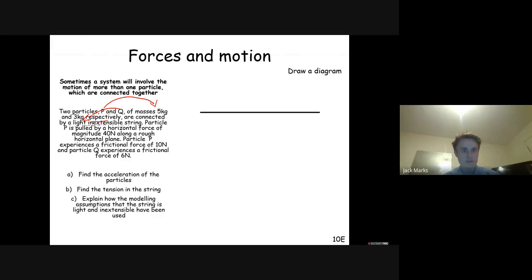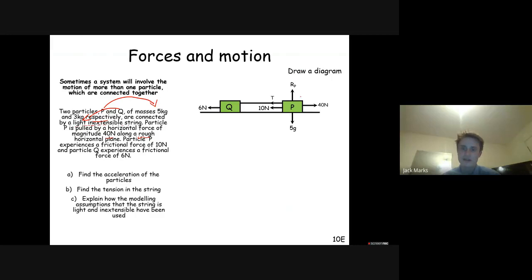So we'd start drawing. We wouldn't try and keep all of this in our heads. So here are our particles. Particle P is pulled by a horizontal force of magnitude 40 along a rough horizontal plane. Well, if it's rough, there will be some resistance, something acting against it. Particle P experiences a friction of 10, and Q experiences a friction of 6. Where's Q? There it is, a friction of 6.